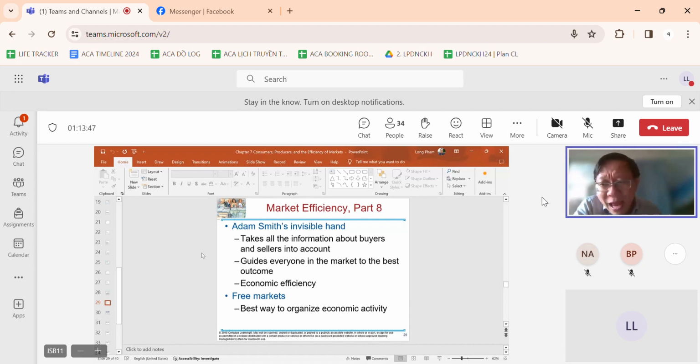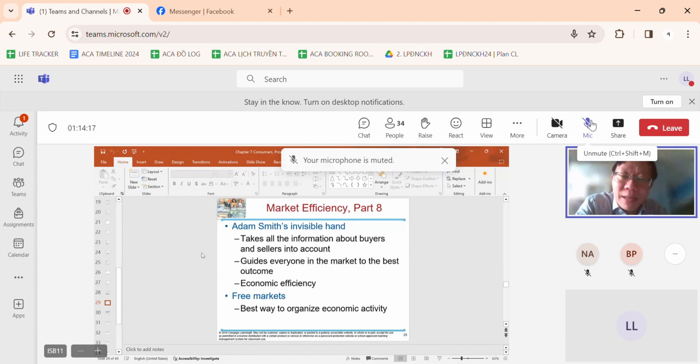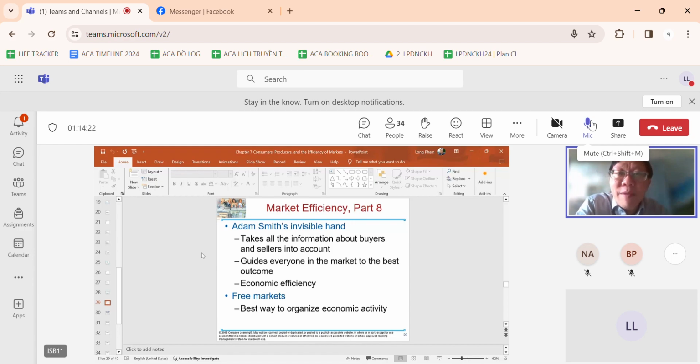So you can see the idea of chapter 7 is very useful. Why do I say useful? It helps us explain why the demand curve is downward sloping, based on willingness to pay. It helps us explain why the supply curve is upward sloping, because of willingness to sell, the seller's cost. And it helps us know that in theory, the free market is the best way to organize economic activity. However, be careful.